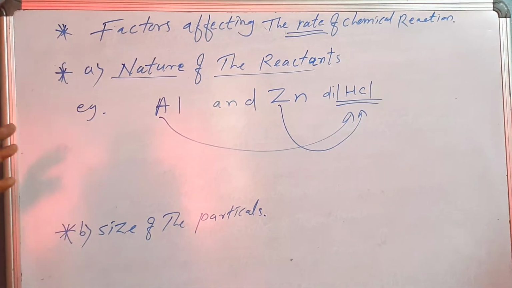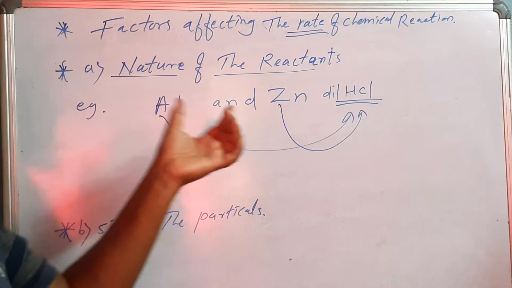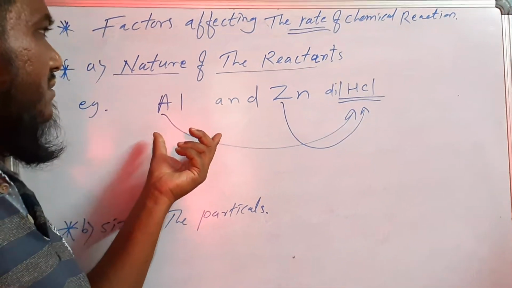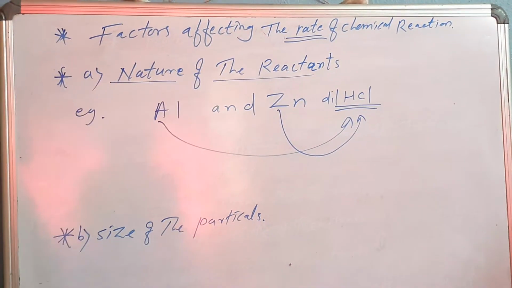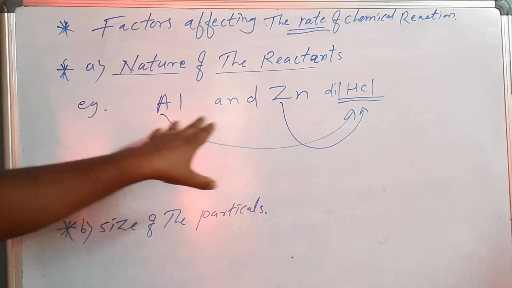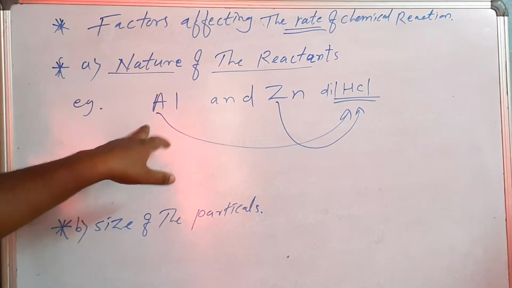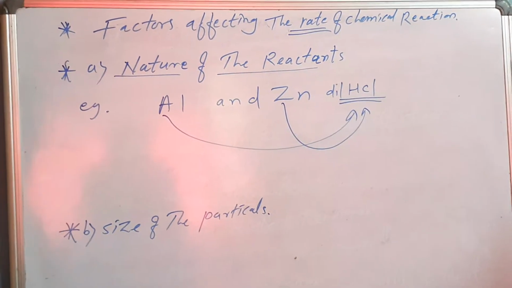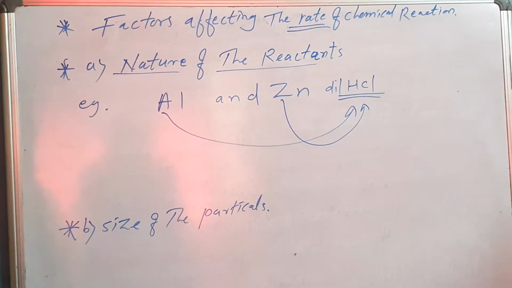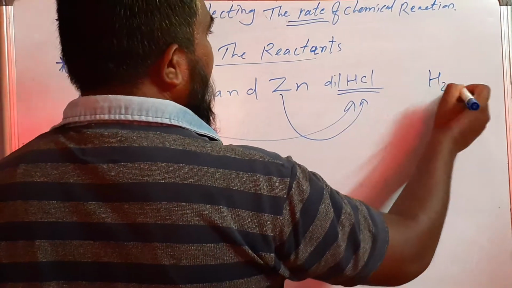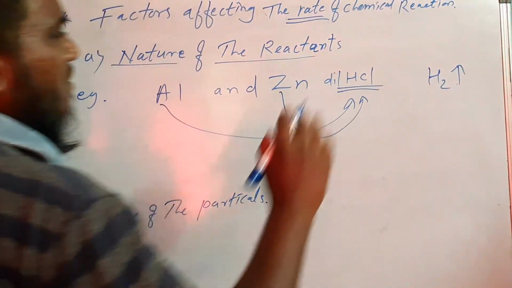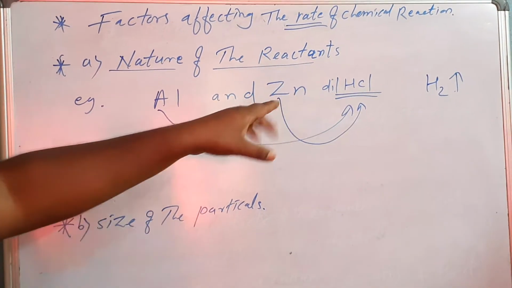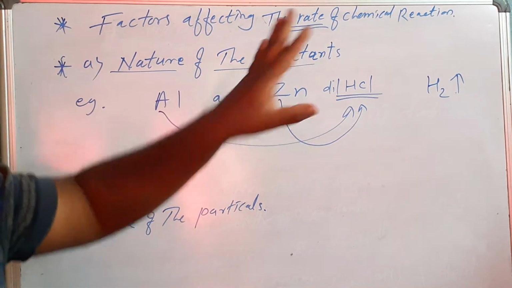That means the nature of reactant, which type of reactant is used for the reaction, affects the rate of chemical reaction. Among zinc and aluminium, aluminium is more reactive and it will react fast with HCl and liberate H2 gas very quickly, and when zinc reacts with HCl, it will release H2 gas very slowly.